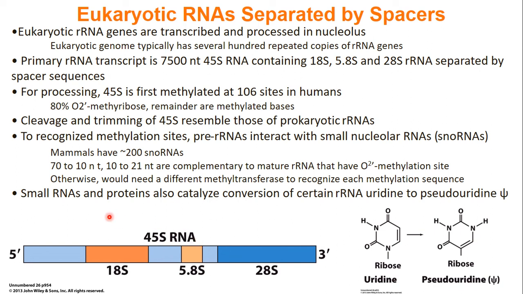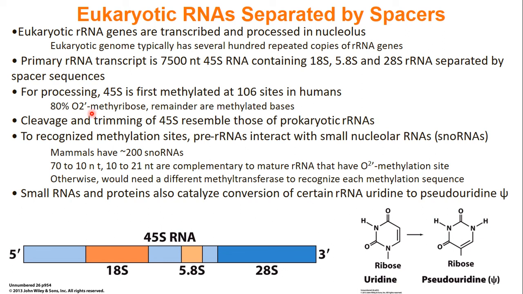And like the prokaryotic version, this contains different parts of the rRNA. You have your 18S rRNA, your 5.8S rRNA, and the 28S rRNA. And between these RNAs, you have spacer sequences that won't be used in the final process. So our first step into making this 45S RNA functional is that we have to methylate it. And we add methyl groups to 106 different sites in humans.